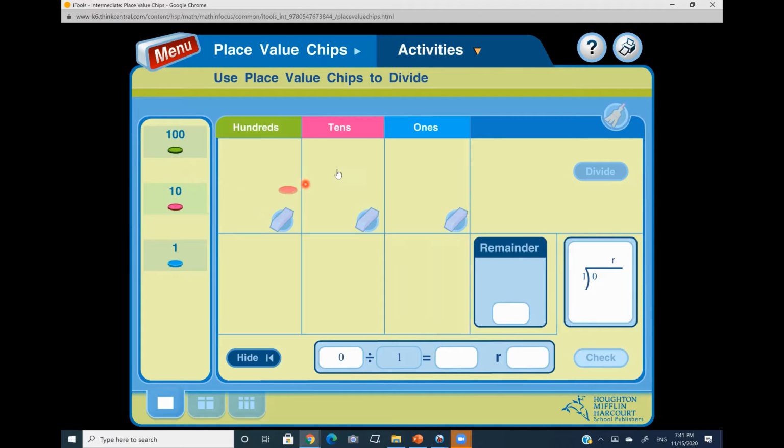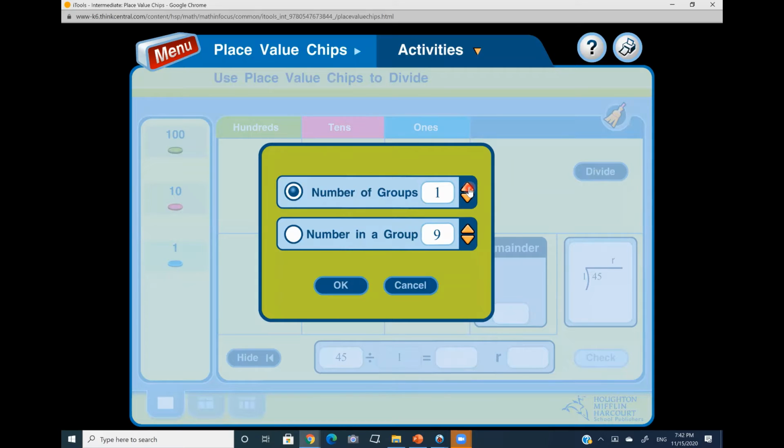So let's represent them: 10, 20, 30, 40, and 5. 1, 2, 3, 4, and 5. So these are the 45 tennis balls. And we're going to distribute them equally into 3 bags. So we're going to divide, and we're going to put the number of groups, which is going to be 3.